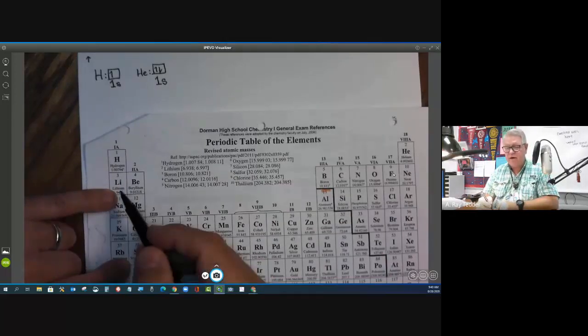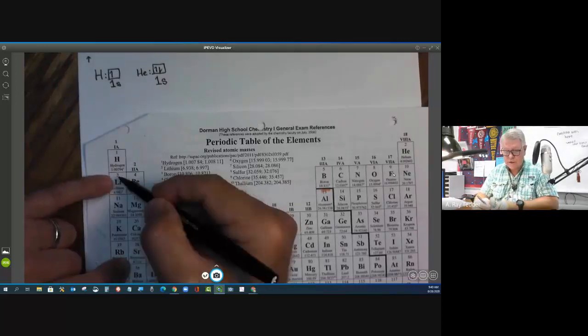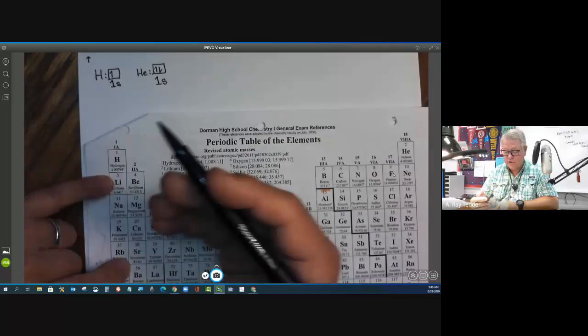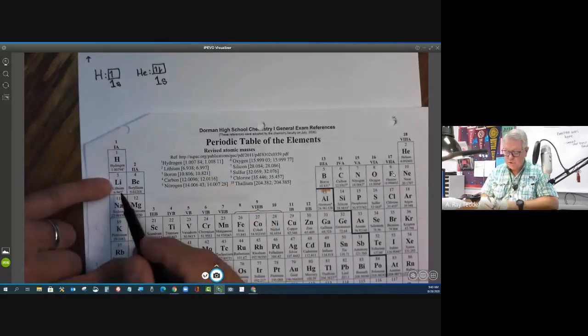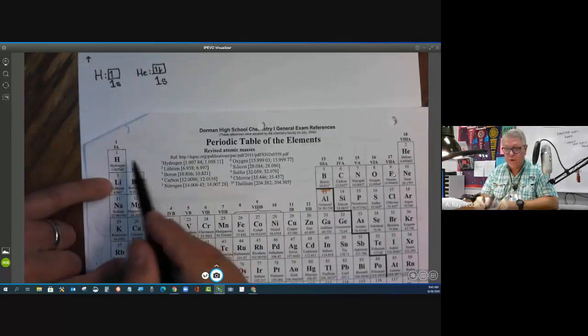But for an atom, you've got an equal number of protons and electrons. Protons are positive and electrons are negative. That's part of what holds this whole atom structure together. But 2 electrons are going to exist in this first primary energy level.